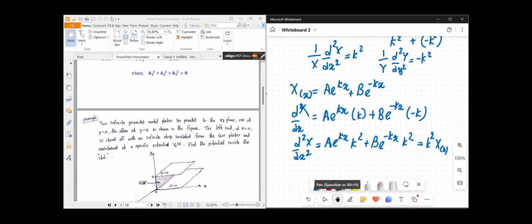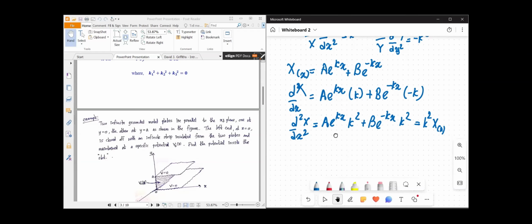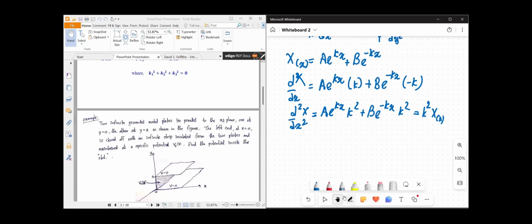In the same way, for the function Y, since we have a negative constant there, the solution is going to be in the form Y of y is equal to c sine ky plus d cos ky. Now we have a solution for the function that is only dependent on x, and for the ordinary differential equation that is only dependent on y.